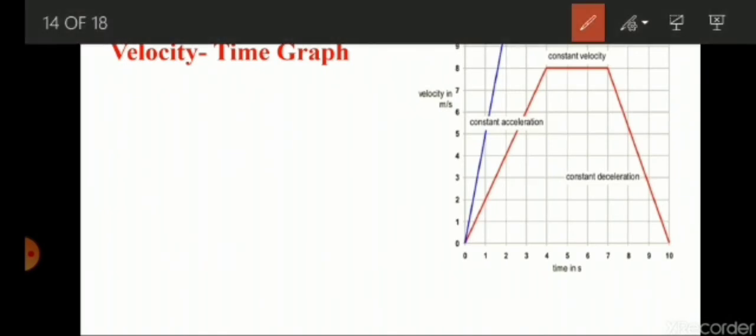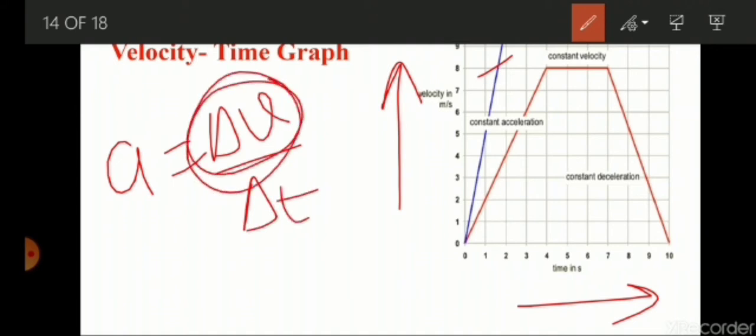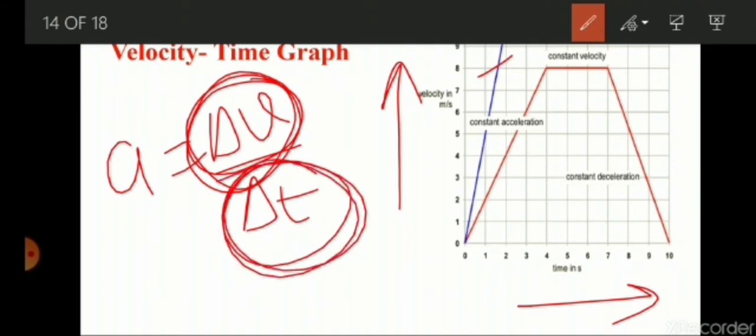Next is velocity time graph. Here the time is on the x-axis, the velocity on the y-axis. This graph represents a constant acceleration. It means acceleration is equal to change in velocity upon change in time. The change in velocity occurs equally in equal intervals of time. Then this graph is representing the constant acceleration.